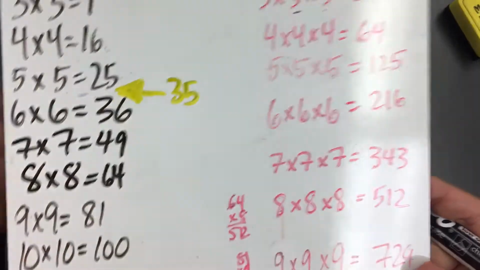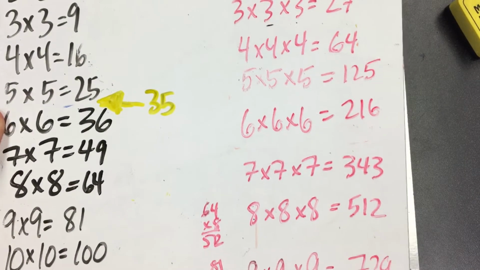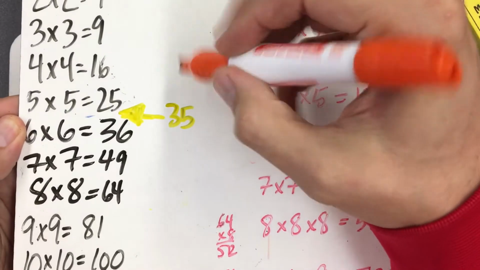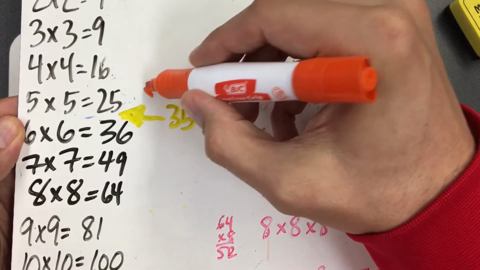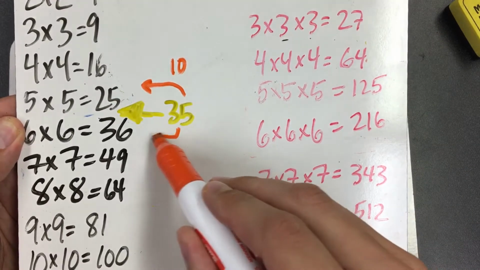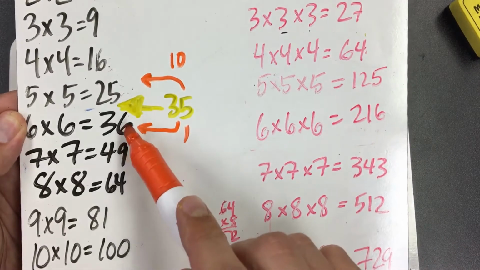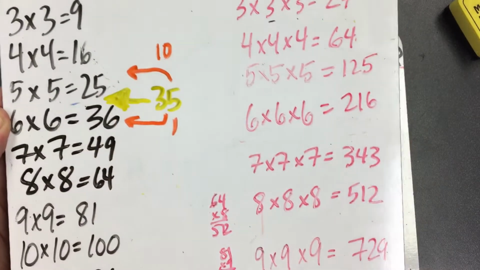This is 35. So just see, is it closer to this or is it closer to this? And obviously this one's pretty easy to tell. But if you need to, just count. How far away is 25 from 35? That's 10 places away, right? How far away is 35 from 36? It's only 1 spot away. So this is way closer to 6 times 6 than it is to 5 times 5.